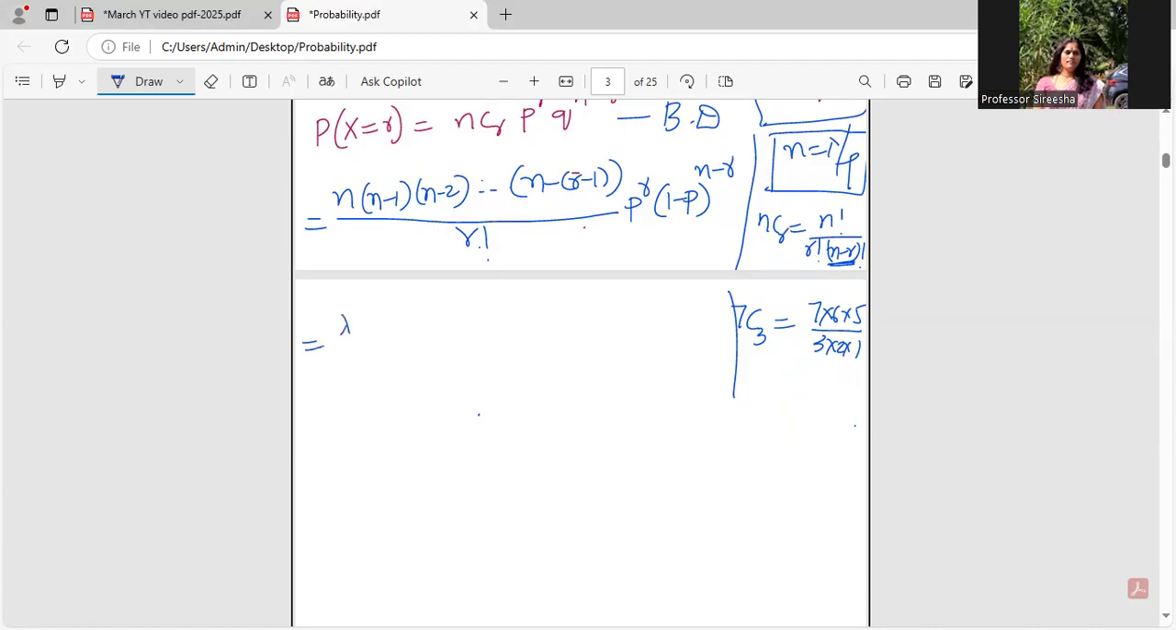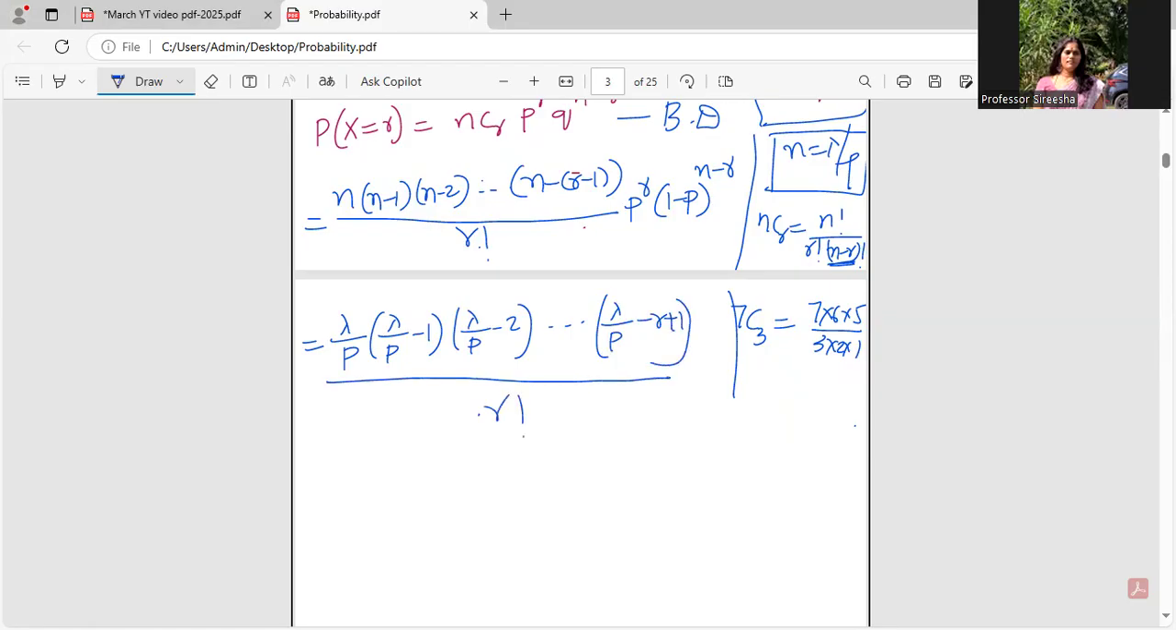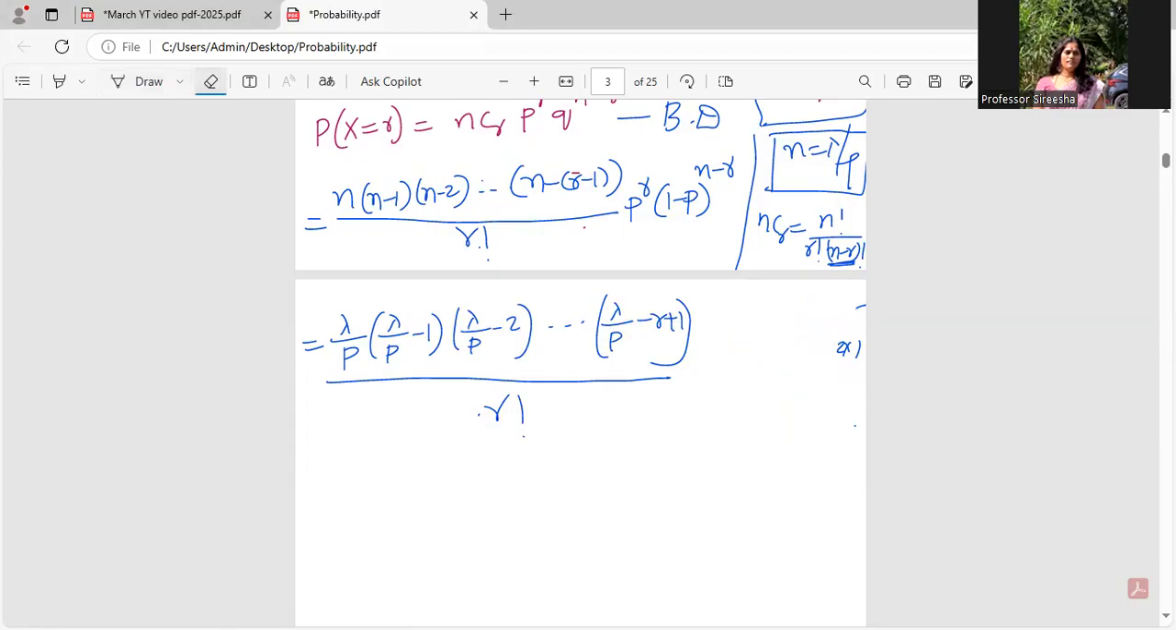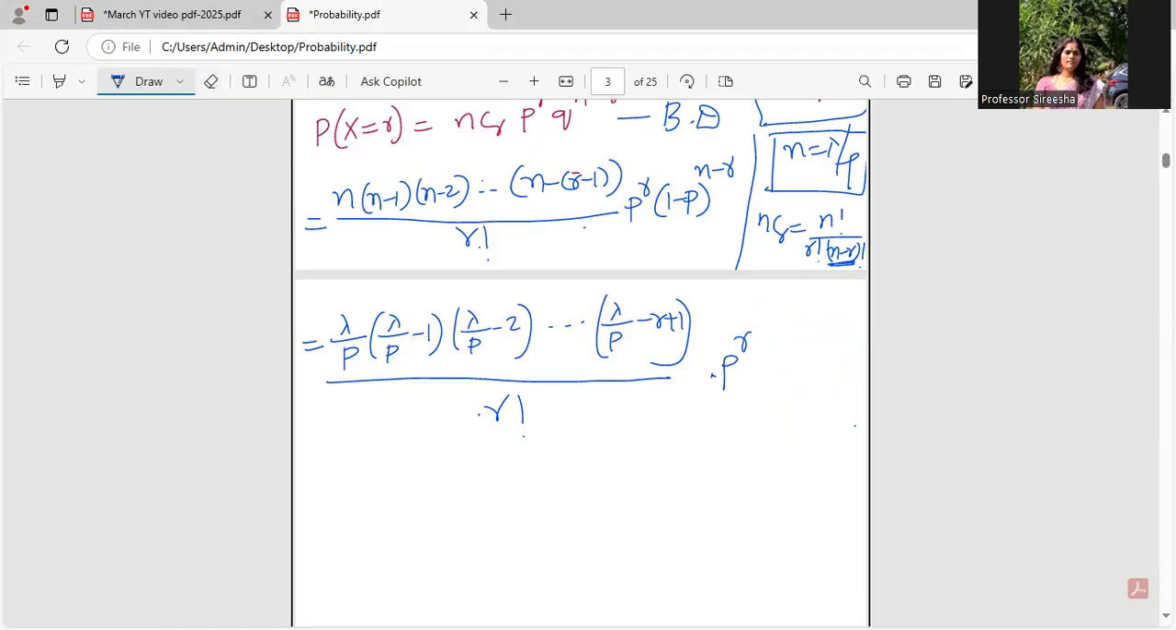So I'll have lambda by p, lambda by p minus 1, lambda by p minus 2, and so on, till lambda by p minus r plus 1, by r factorial. Apart from this, I'll erase this part to avoid ambiguity in the expansion, into p power r. This term can be written as (1 minus p) power n by (1 minus p) power r.